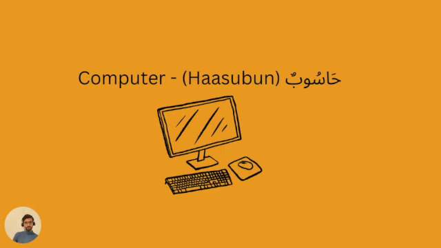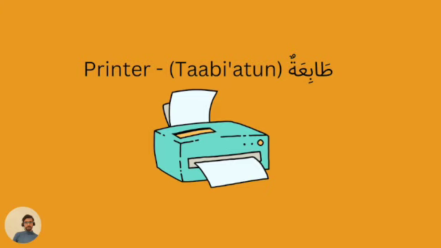Perfect. We have computer. Remember that we can also say computer as it is, or we can say حاسوب, حاسوب. Repeat after me. حاسوب. Perfect. We have printer, طابعة, طابعة. Repeat after me. طابعة.